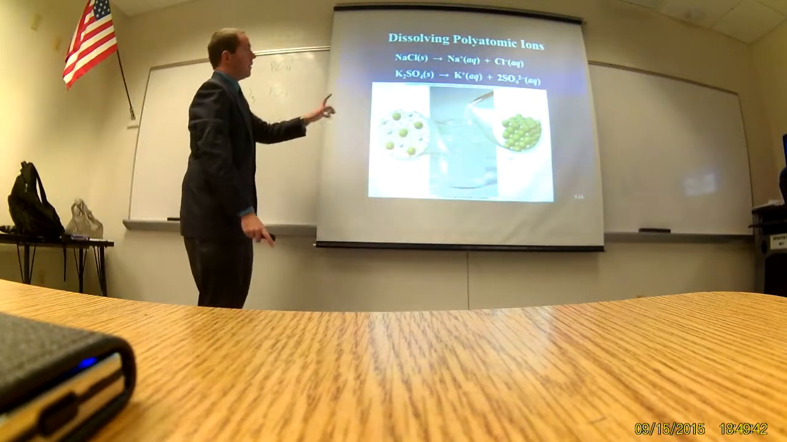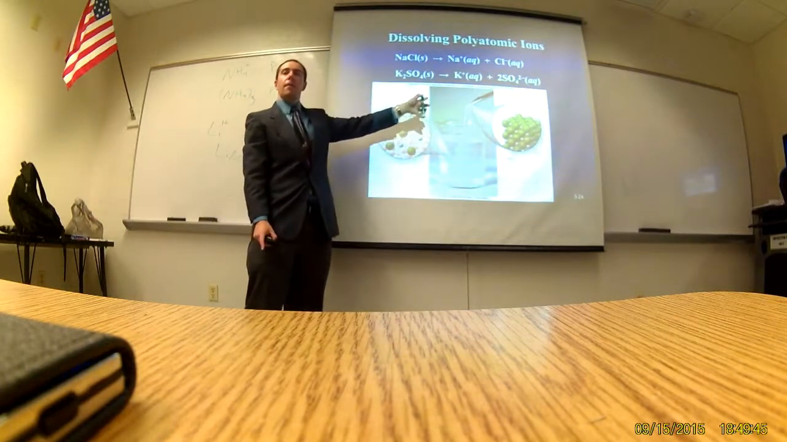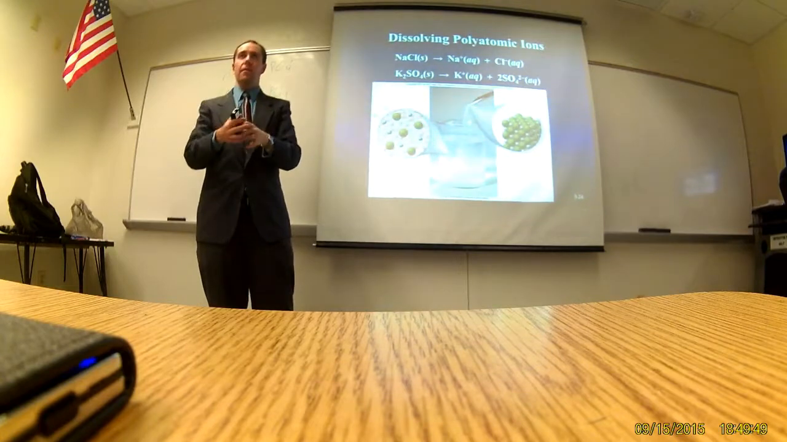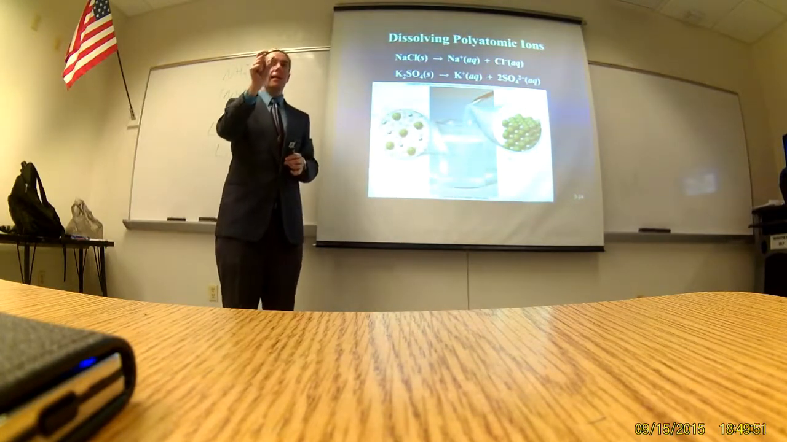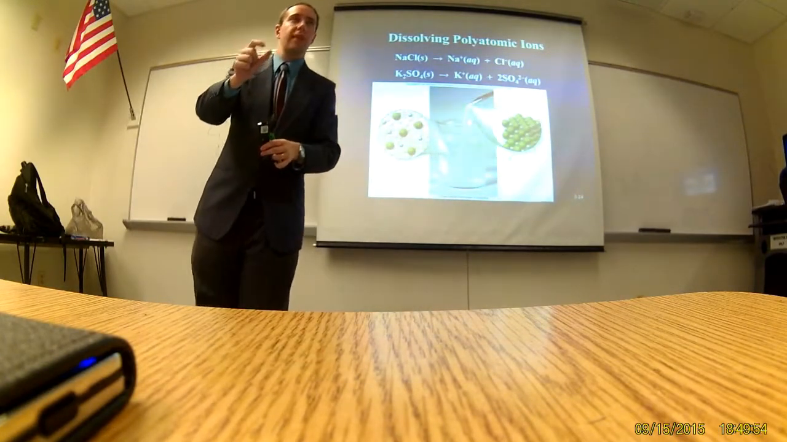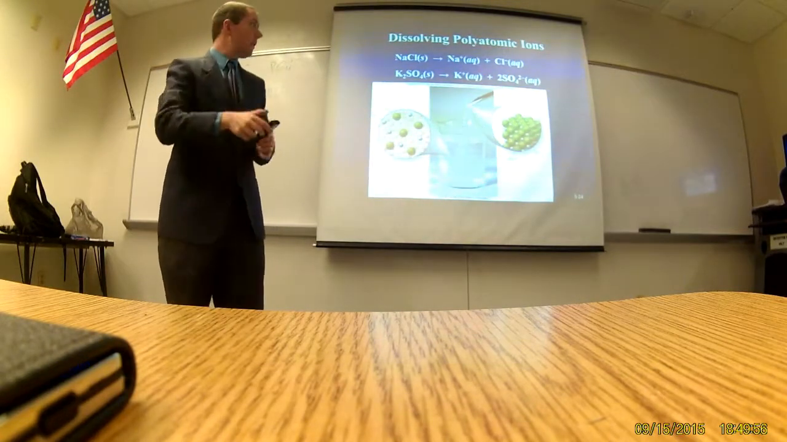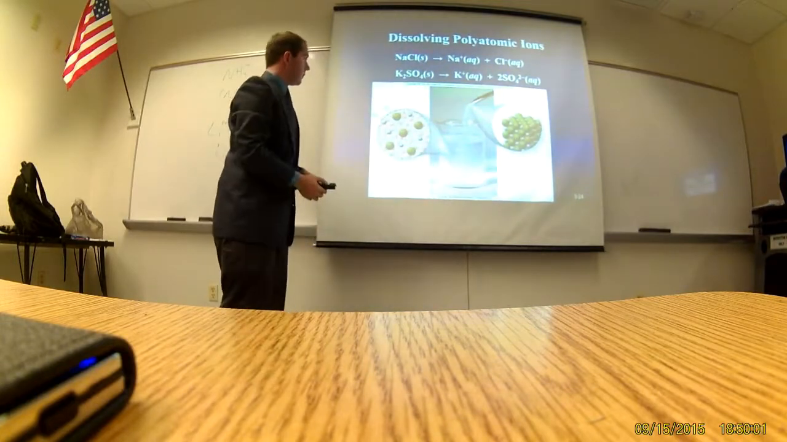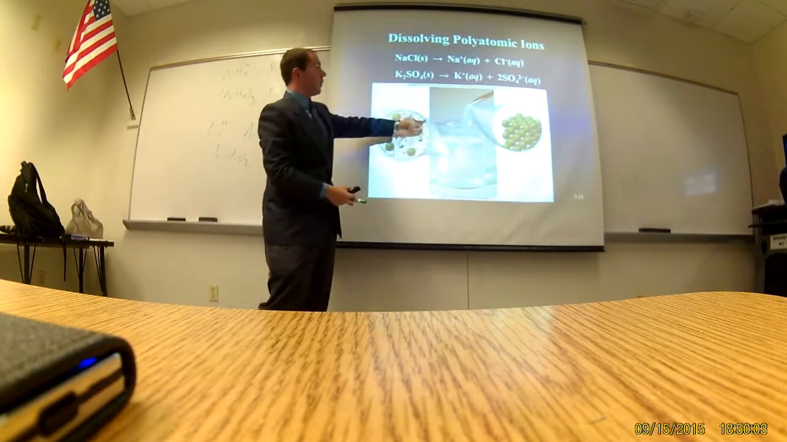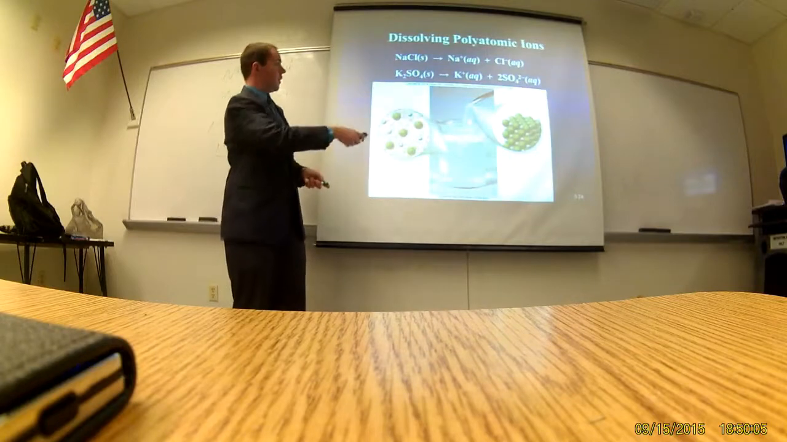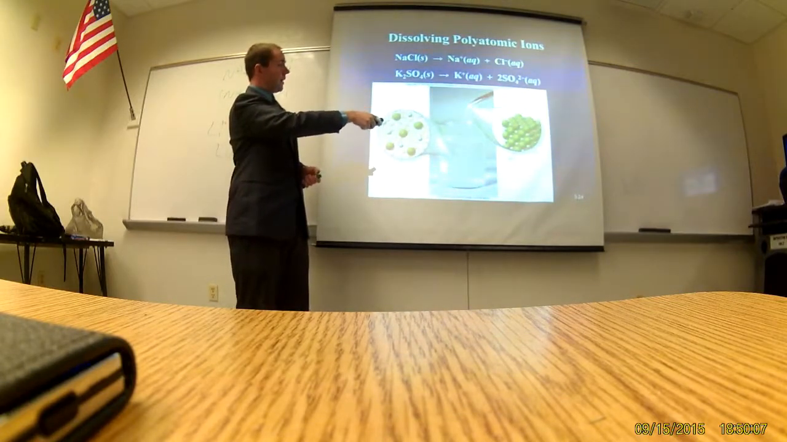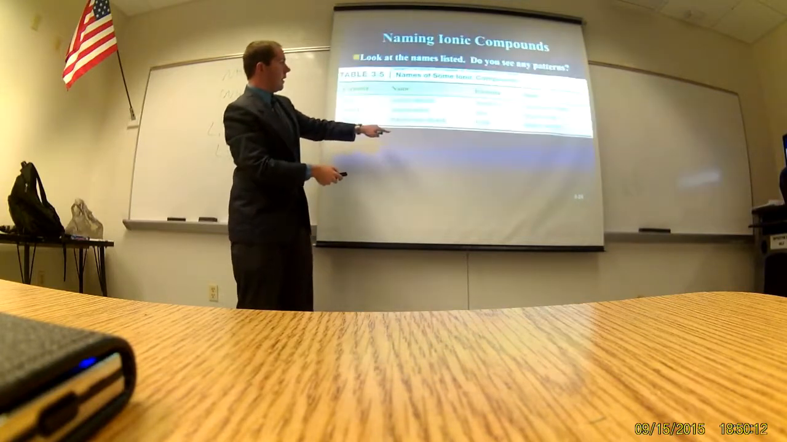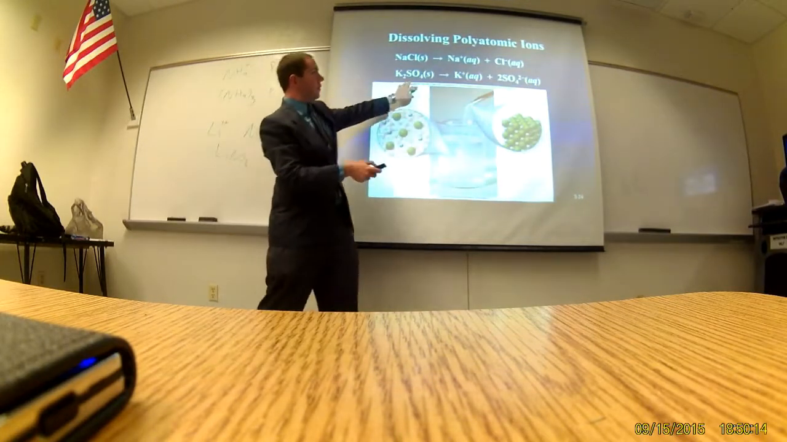When you dissolve an ionic compound that has polyatomic ions, it behaves exactly the same. But you have to remember that a polyatomic ion is more or less indestructible. This picture here was our sodium chloride that we saw before. When you put solid sodium chloride in, it breaks apart into sodium and chloride ions. I don't have a picture of the sulfate.